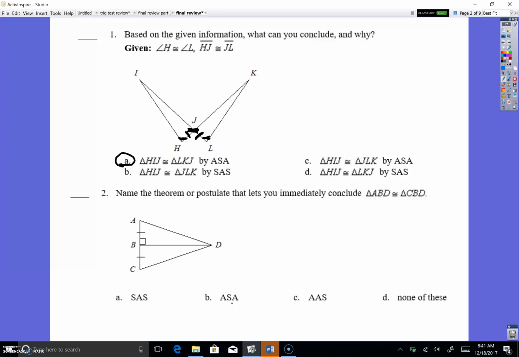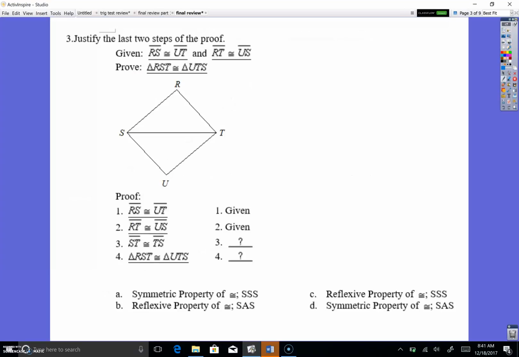Name the theorem or postulate that lets you immediately conclude congruence. Here we just need to know that these two are congruent to each other. So we have side, angle, side. Moving on to number 3.